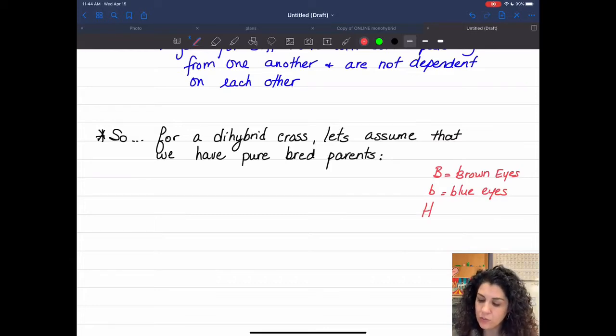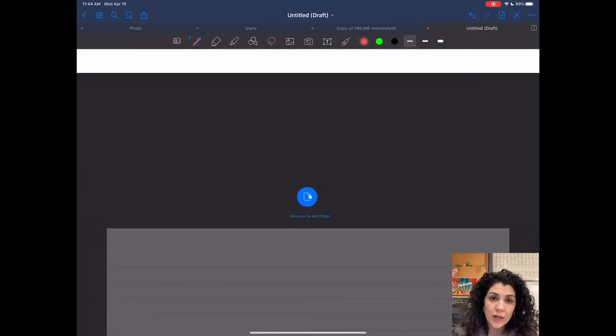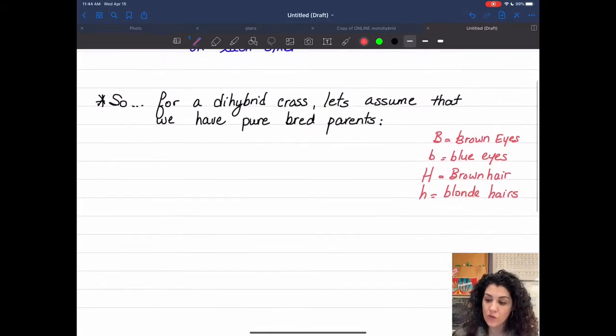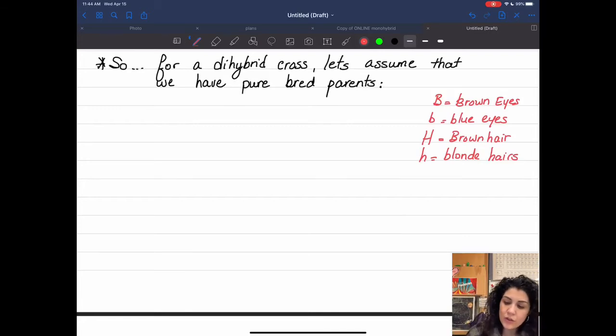And I'm going to go big H for, let's say, brown hair, and little h for blonde hair. Okay, just letters at random. It doesn't really matter here. We're just establishing the fact that brown eyes and brown hair are dominant over blonde hair and blue eyes. Okay, so let's start with parents. And we said that both parents are purebred.